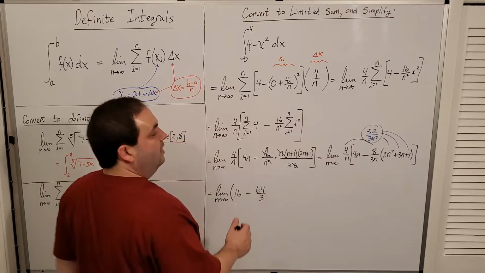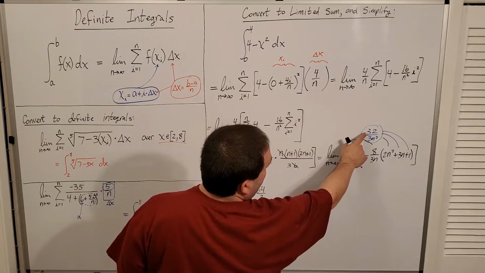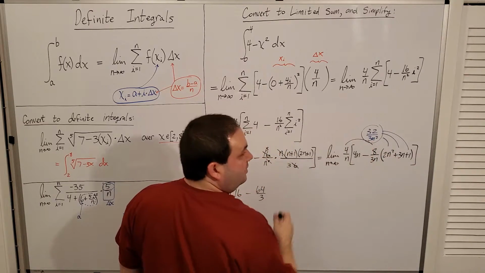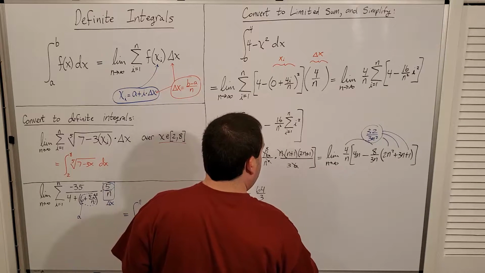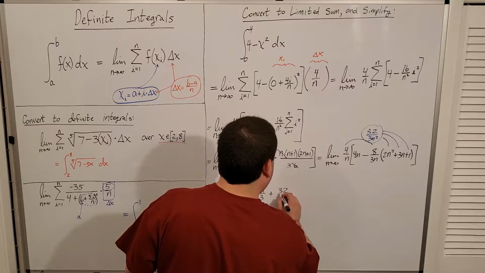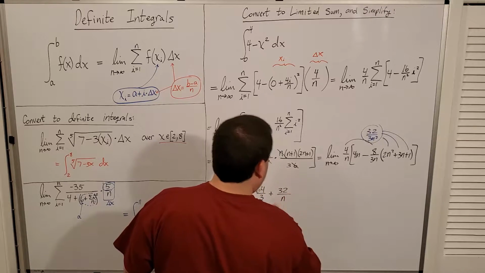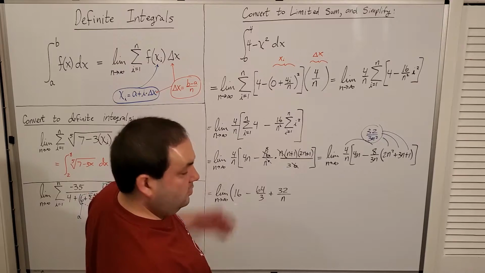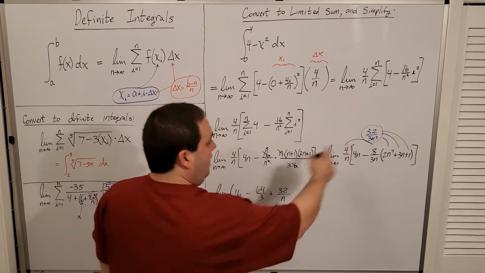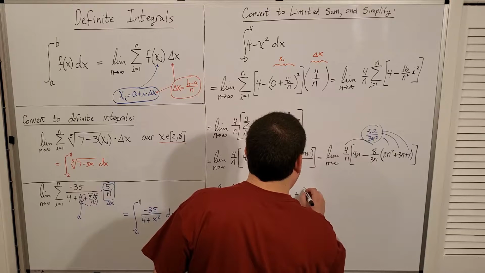That's nice. Next, I'll have 32, and then the 3n on top reduces with the 3n on bottom. So I've got 32 over n for the next one, because one of the n's is left behind in the bottom. This is an n squared in the bottom. And then anything times 1, right? 32 over 3n squared.